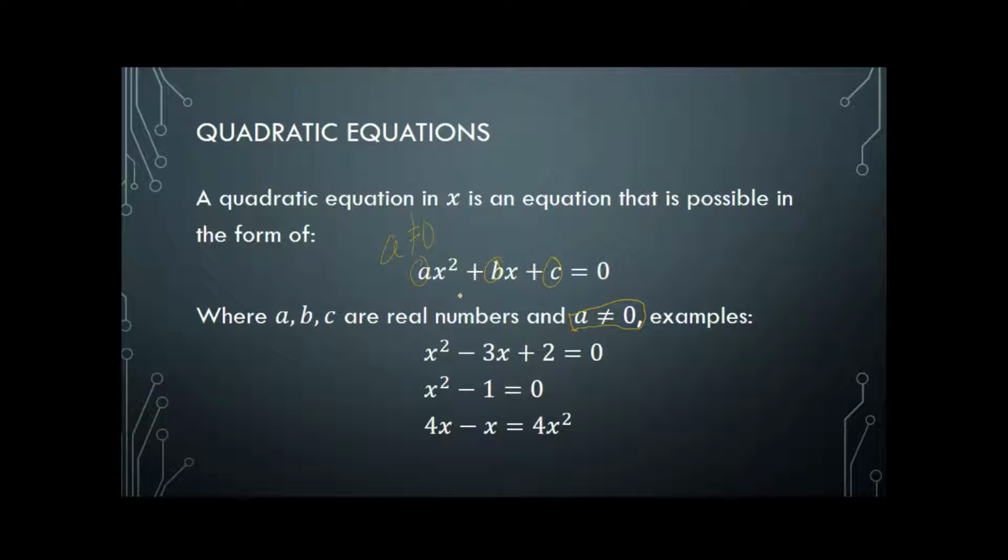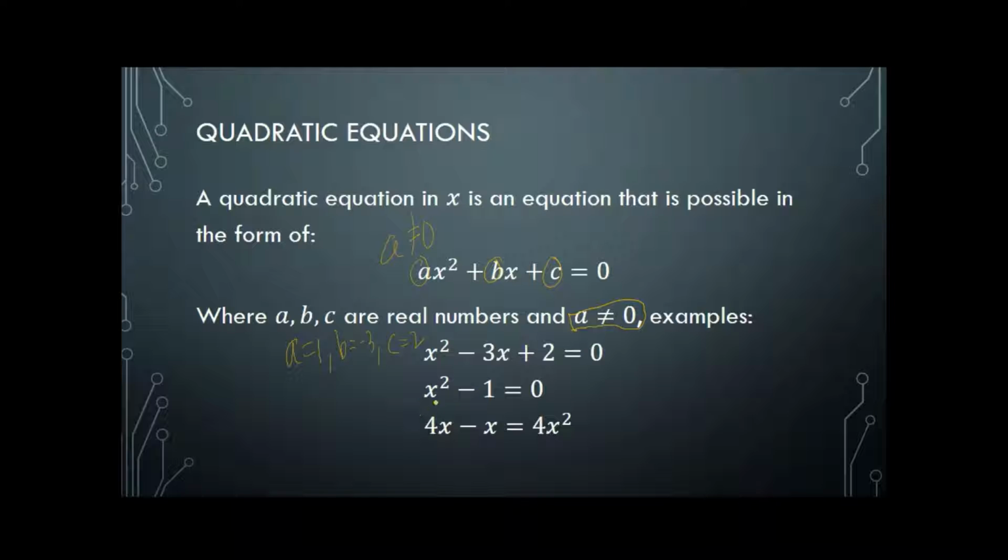Okay, so for an example, if we have x squared minus 3x plus 2, this is a quadratic equation. What is the a here? The a is 1. What is the b? The b is negative 3. And what is the c? The c is 2.